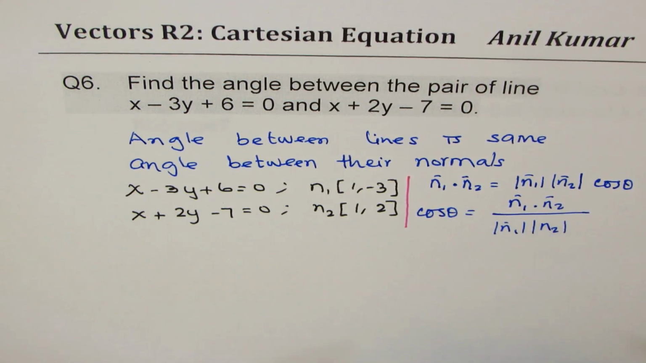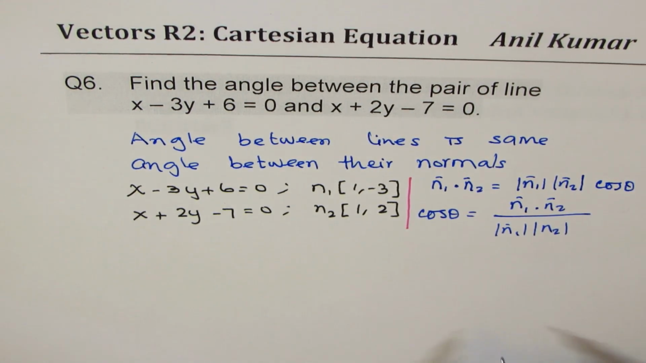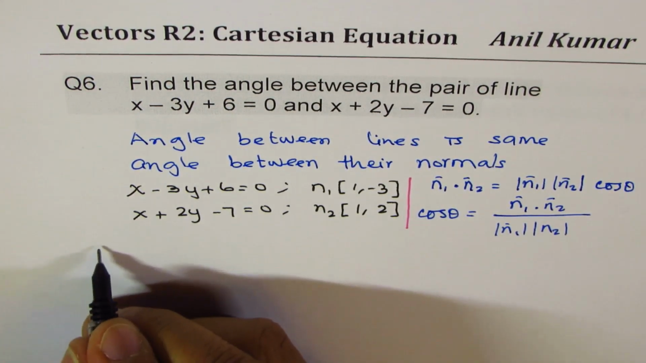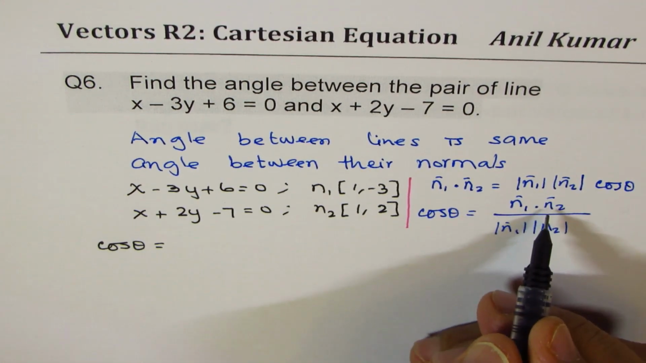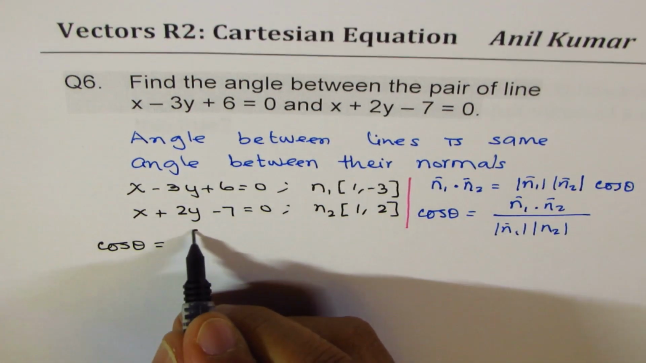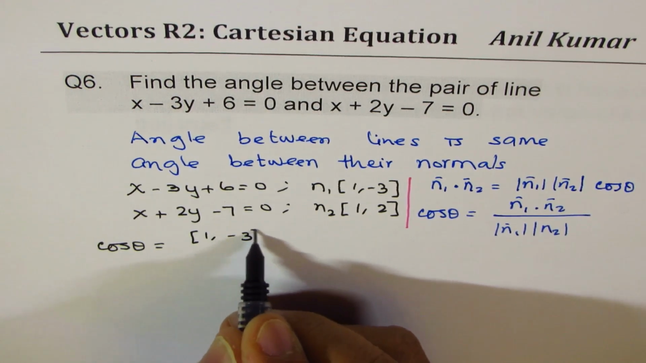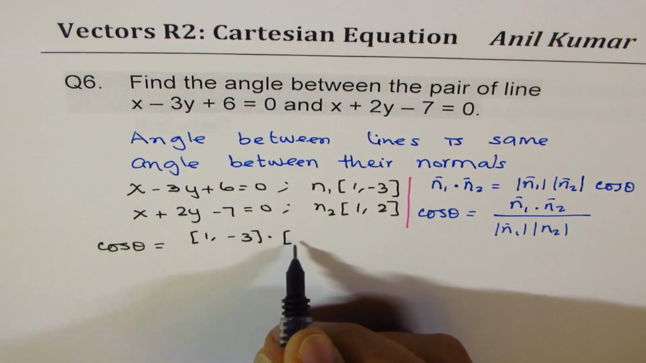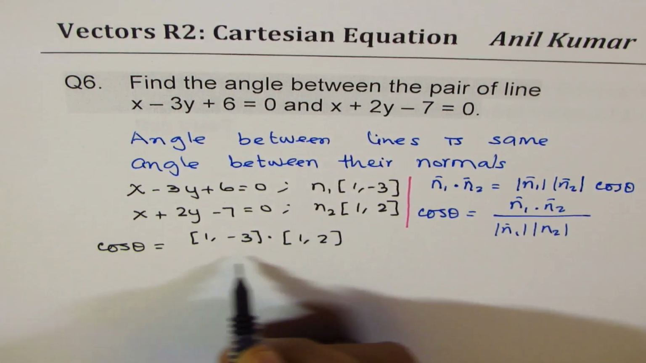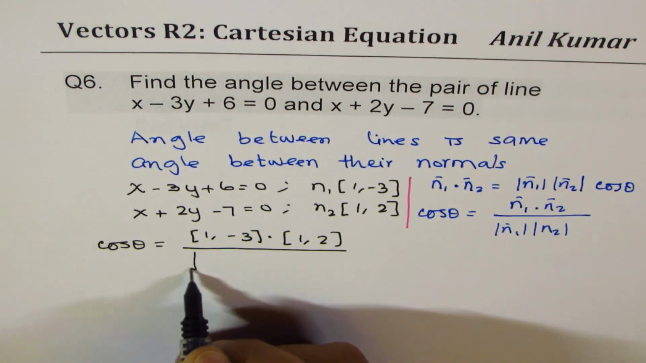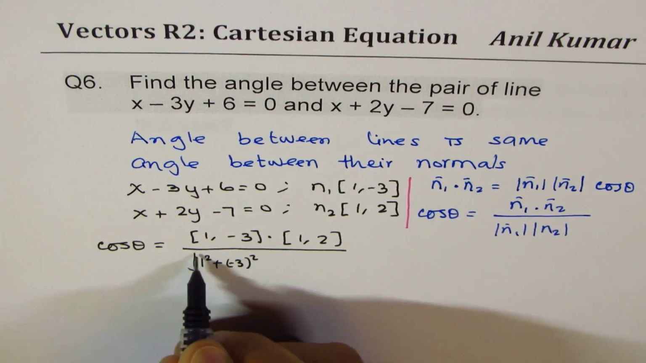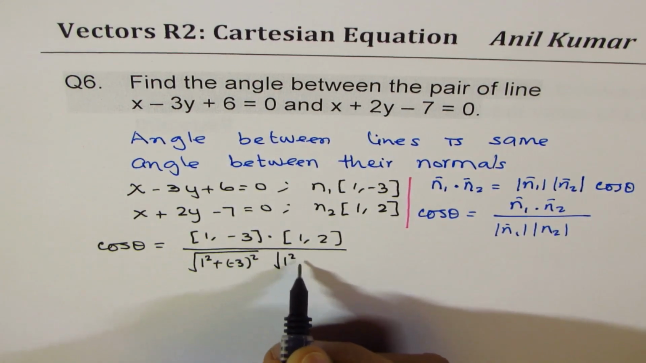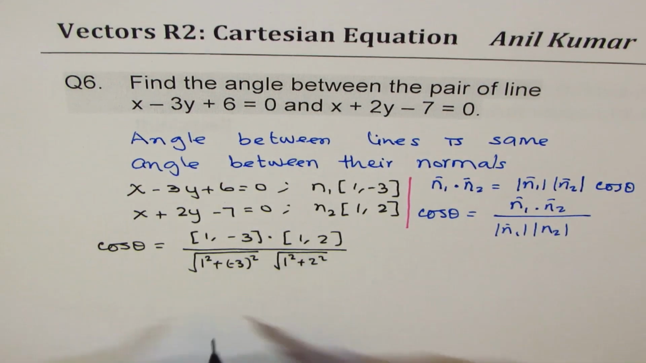Then theta equals cos inverse, which will give you the angle, right? Okay, so let's do it. Using this concept, we know cos theta will be equal to n1 dot n2 over the magnitudes. n1 is (1, -3) and n2 is (1, 2). The magnitudes are the square root of 1 squared plus (-3) squared, times the square root of 1 squared plus 2 squared, correct?